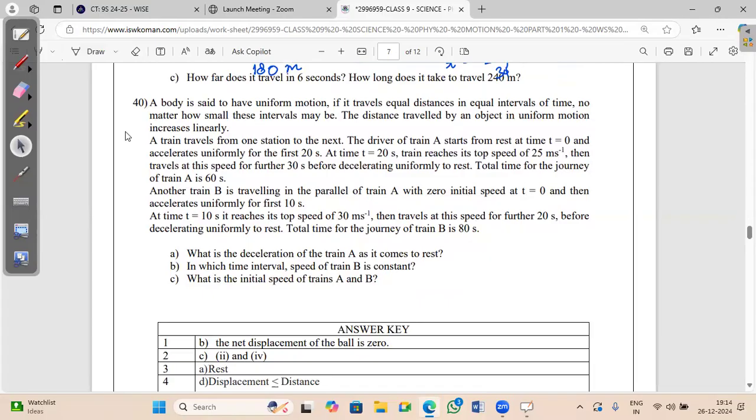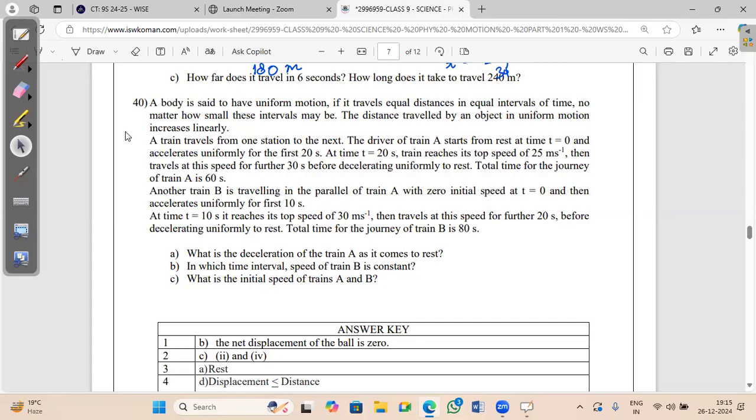A train travels from one station to the next. The driver of train A starts from rest at time t equals 0 and accelerates uniformly for the first 20 seconds. At time t equals 20 seconds, the train reaches its top speed of 25 meters per second. Then it travels at this speed for a further 30 seconds before decelerating uniformly to rest. The total time for the journey of train A is 60 seconds.